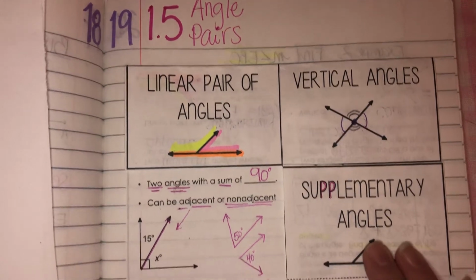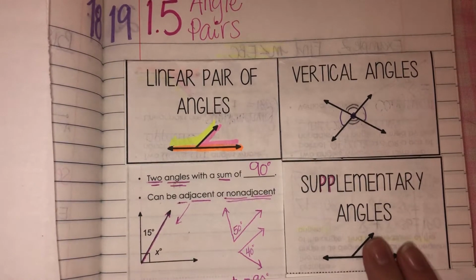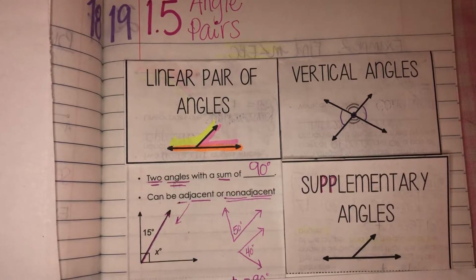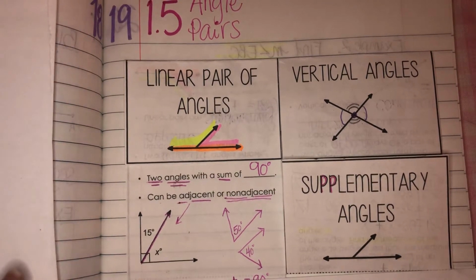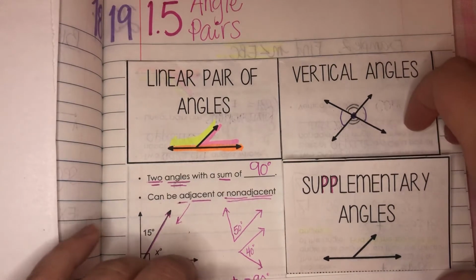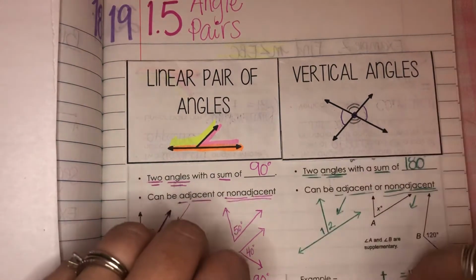Angles are complementary angles when you have two that sum to 90 degrees. They can either be adjacent, which means that they share a side. Each angle shares this side. Or they can be non-adjacent, which means they're just two angle pairs that add to 90 degrees. Complementary. Angles could also be supplementary angles.